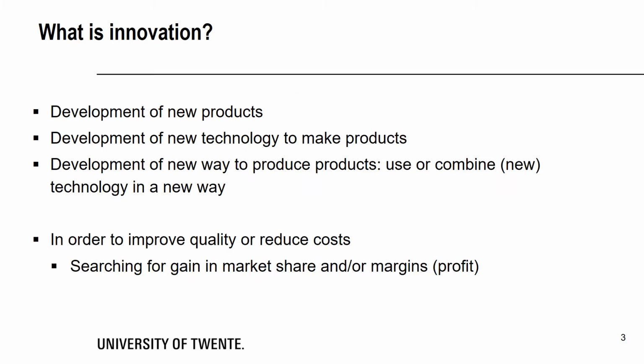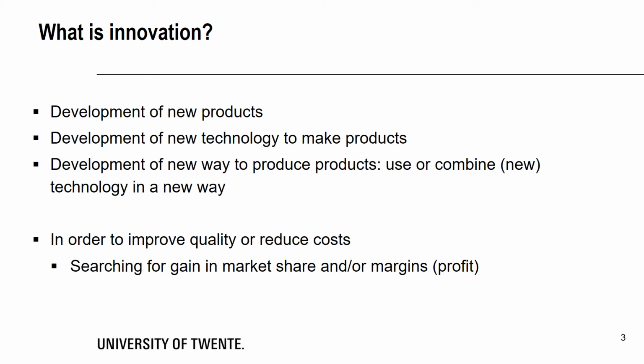Before we start, it's good to have an idea of what we mean by the concept of innovation. Now, there are at least 3 different ways of how a company can innovate. The first one is, of course, the development of new products that have demand on the market and that can be sold. The second one is that you develop new technology in order to make those products. So it's not the products themselves, but the way how they are produced. And the third way is the development of new ways to actually produce them.